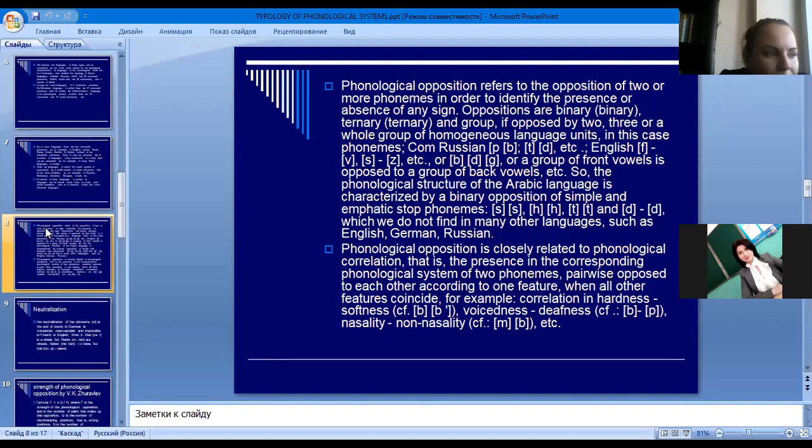So the phonological structure of, for example, the Arabic language is characterized by a binary opposition of simple and emphatic stop phonemes, which we do not find in many other languages, such as English, German, and Russian.